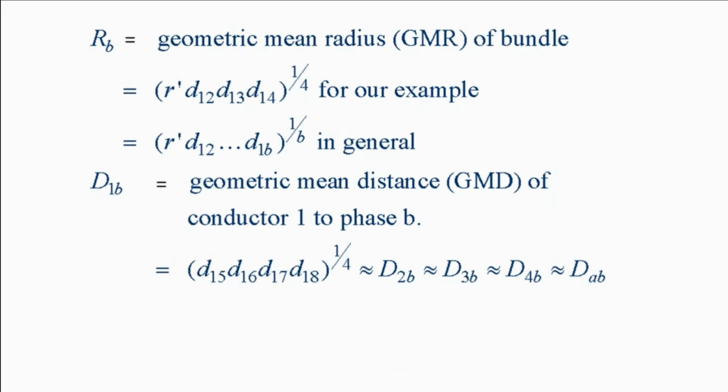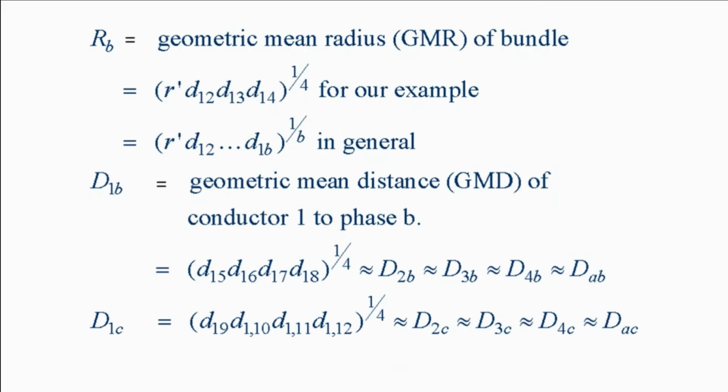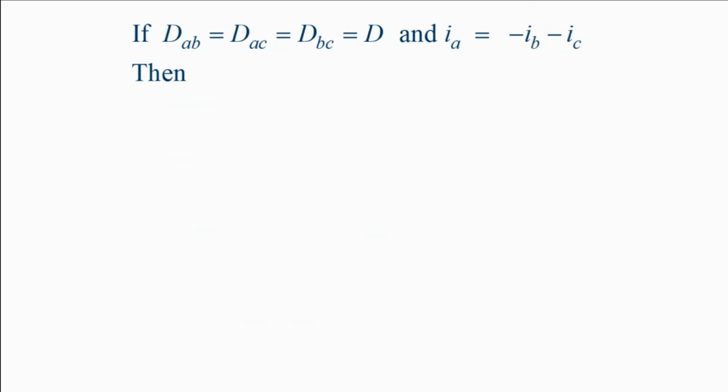This distance is, of course, not exactly D, because we are shifting from one conductor. But since the distances between the conductors inside the bundle are much less than the distance between the phases, I can consider these D's equal. Similarly, for D1C it is the same. I will consider these D's equal, though they are not. There is very little difference, because the difference is only the dimension inside the bundle. It's very small compared to the distance between the two conductors, and consequently I consider D the same. If I do this, then DAB, DAC, DBC, all of them will be D.